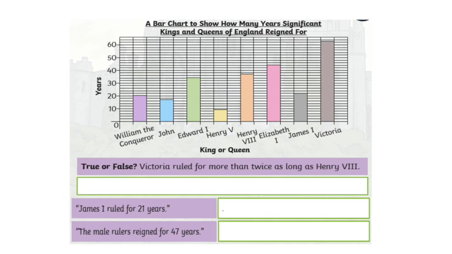Okay, in this bar chart, you have to decide whether the statements are true or false. The hardest part about this particular graph is really having to look very, very carefully at how long each of the bars are and comparing them with the amount of years on the left. William the Conqueror, you can see that his bar ends at 20, but then John's seems to end halfway between two of the lines. So you need to check what this scale is. What does each line represent in terms of periods of time?